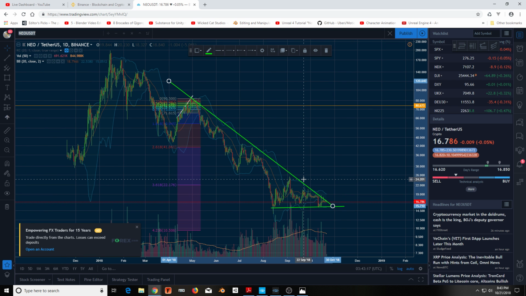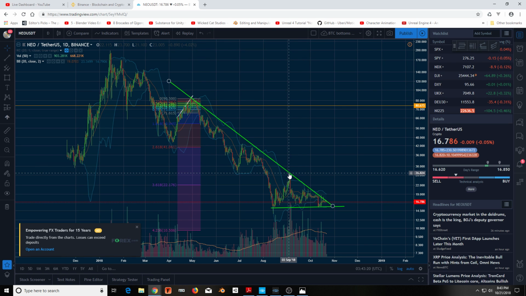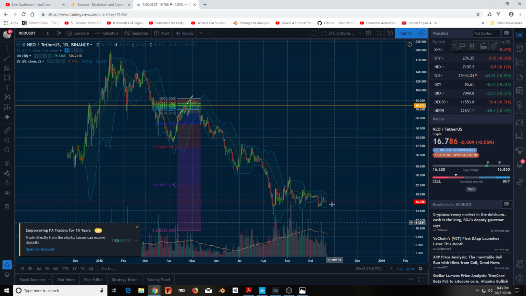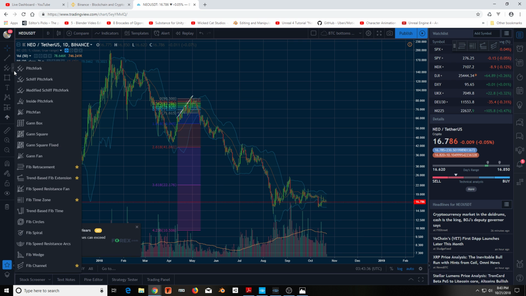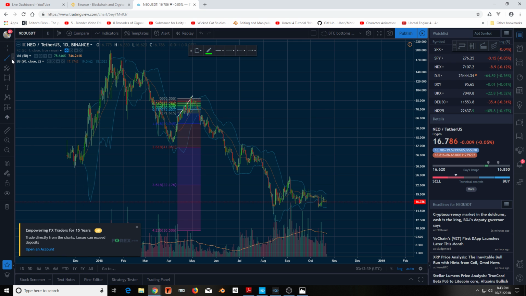If you're a Wyckoffian type of guy, you might actually see this section down here as the spring. And so what are we looking for after the spring? Okay, so we have a spring, which is right in here. This could all be the spring. And then what comes after the spring?